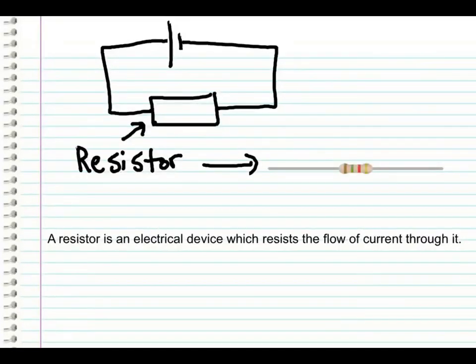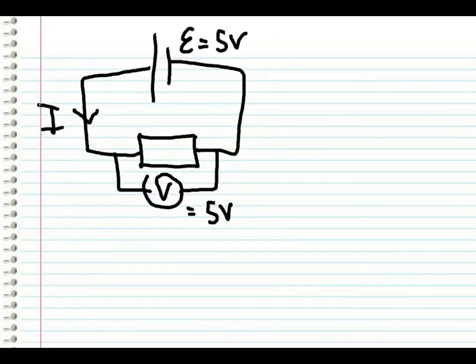Now, let's replace the light bulb with a resistor. A resistor is drawn like a rectangular box, and on the right, that's how a resistor looks like. So what is a resistor? It's just a device which resists the flow of current through it. And just like the light bulb, if the battery has EMF of 5 volts, the resistor will also have a potential difference of 5 volts.